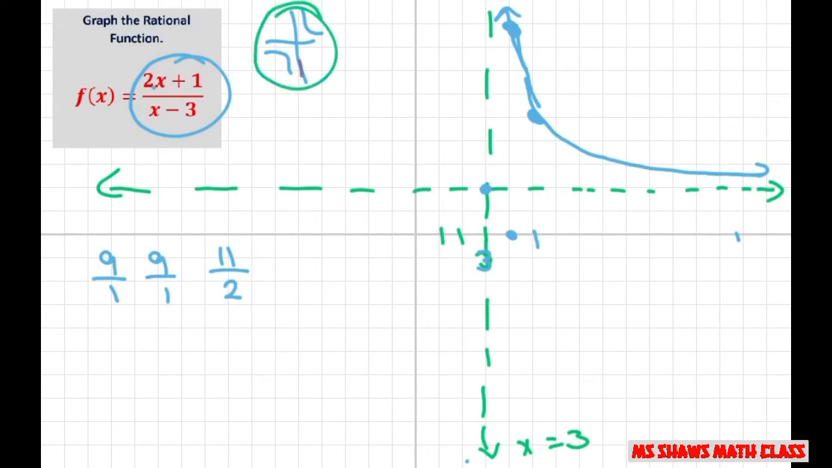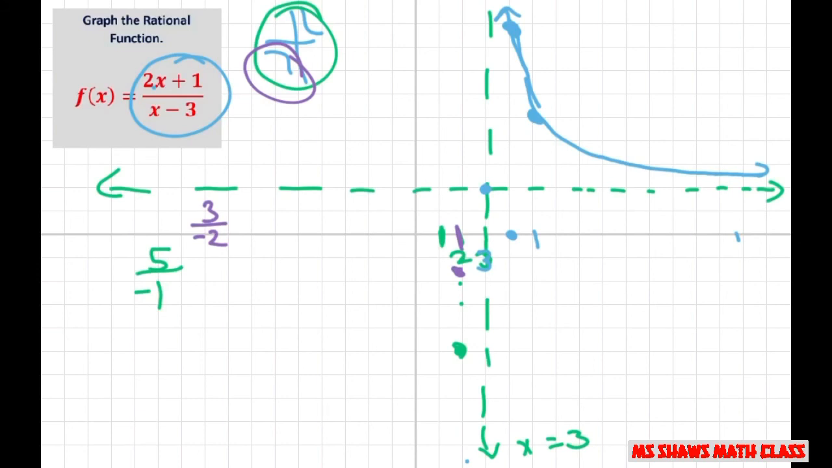All right, now we should have another part, so I want to get on this side. So I want to plug in 2. If I plug in 2, I'm going to get 5 over negative 1. So that's negative 5. So it looks like this. And if I plug in 1, that's going to be 2 plus 1 is 3, and 1 minus 3 is negative 2. So that's going to be negative 1.5. So right about there.